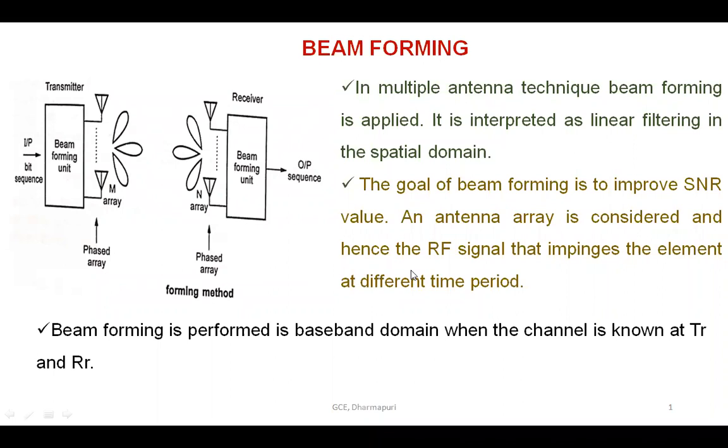The next topic is beamforming. In multiple antenna techniques, beamforming is applied. It is interpreted as linear filtering in the spatial domain. See the block diagram.